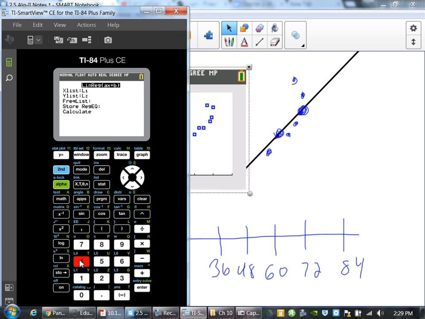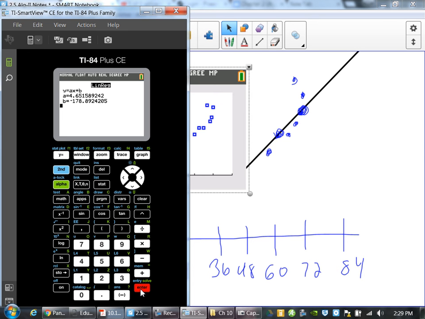And it's asking you, what do you want your X values? Our X values are L1 because that's where we put them. Our Y values. Some of them do, some of them don't. Mine did. If you just hit enter a bunch of times, it should work. It went to where you get calculated. Hit enter. Oh, there we go.